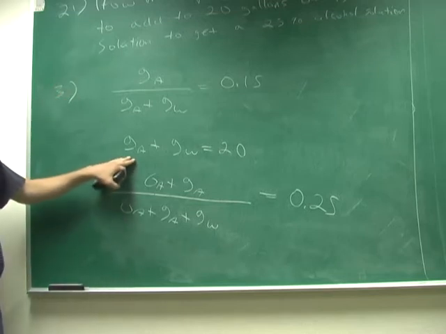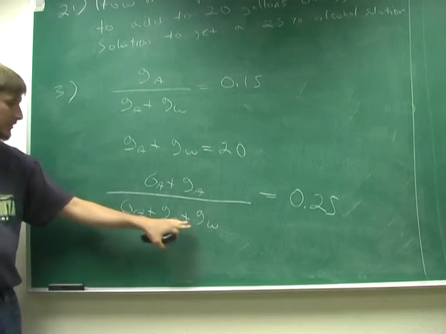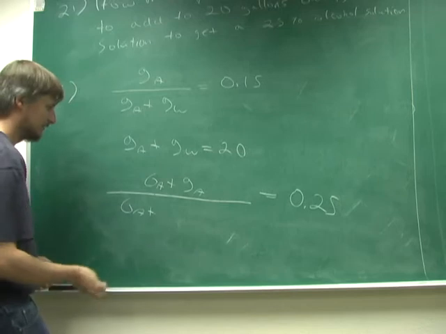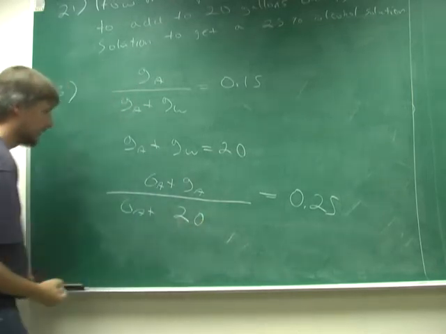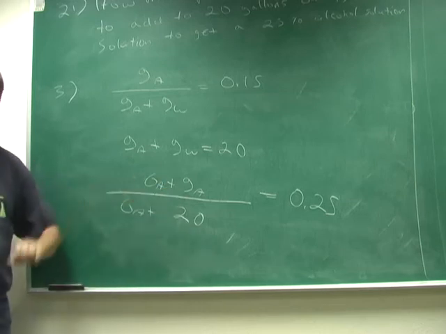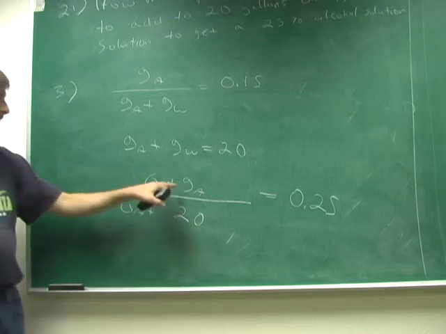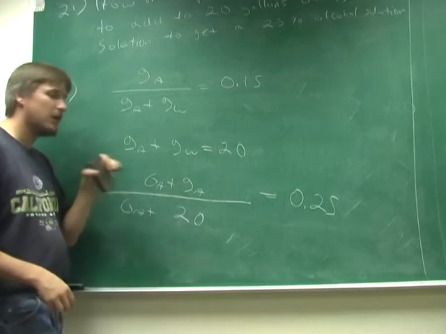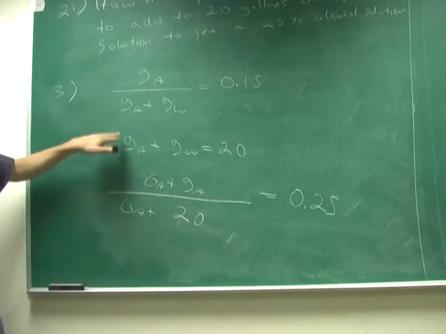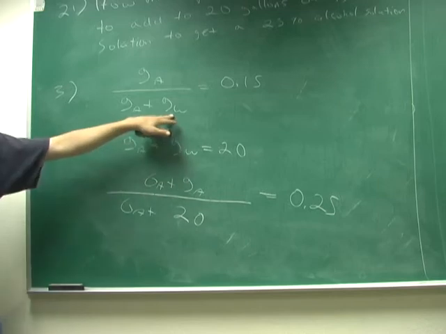First of all, we can replace g sub A plus g sub W with 20. So we're left with an equation that has capital G sub A and little g sub A. If we can find a value for little g sub A, we can solve for the big G. Well, there is a way we can do that. Remember, since this is equal to 20, we can also replace this with 20.